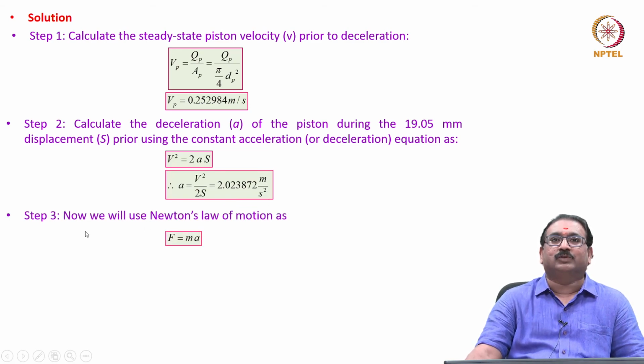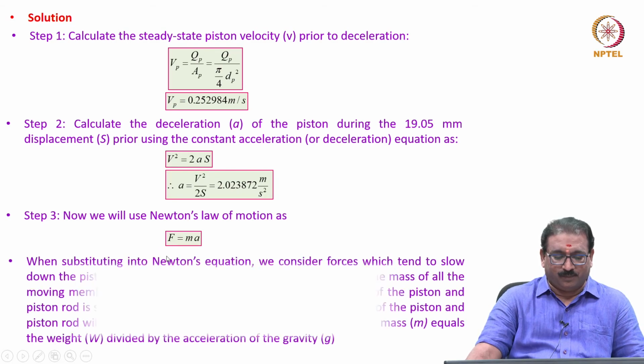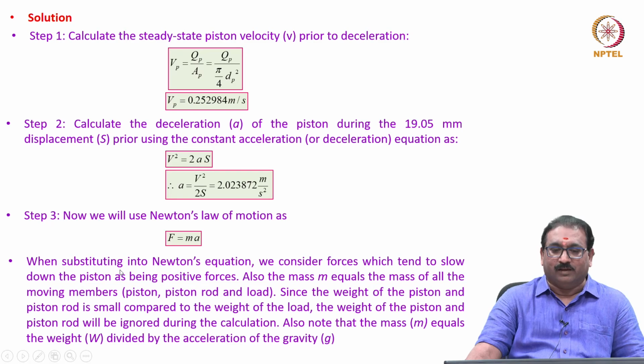Step 3, now we will use Newton's law of motion, F equal to m into A. When substituting into Newton's equation, we consider the forces which tend to slow down the piston movement as being the positive forces. Also, the mass m equals the mass of all the moving members. What are the moving members? Piston is moving, piston rod is moving and the load is moving.